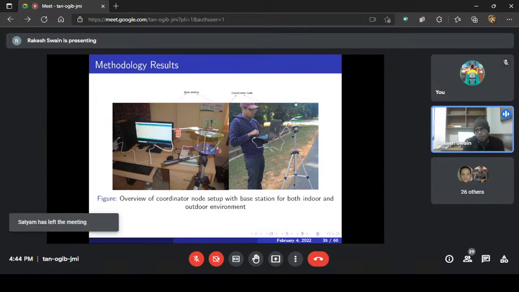And this is the outer environment, and in the outer environment, this is the base station. Whatever data is collected goes to the base station, and the program will be run here. So that is the collection. You can say that the coordinator node will be connected with the base station here.